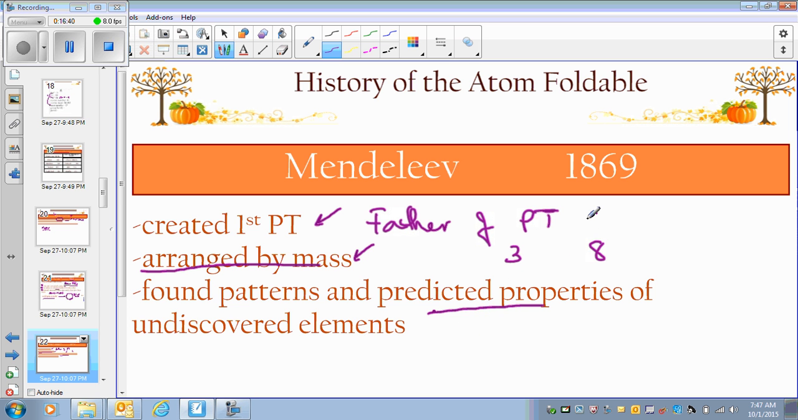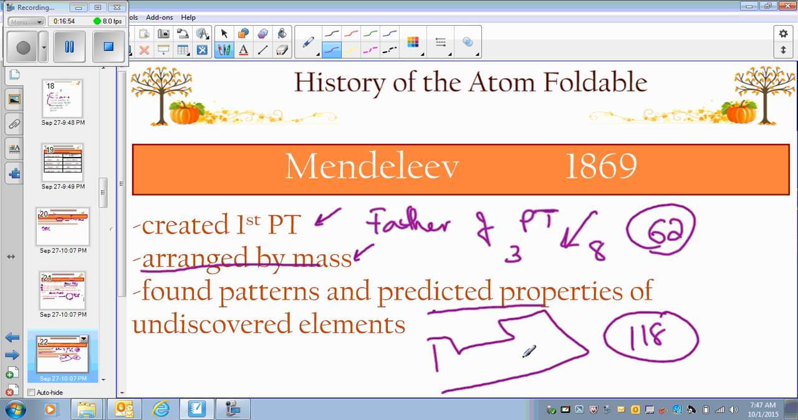Because at the time that he put together the periodic table, there were only 62 elements that were known, and today we know about 118 elements. So he left spaces in the periodic table, like he will leave some space here, here, here, and he will say that these elements exist, that scientists will find out later on. So it was a very important step in the history of science, or I should say chemistry.